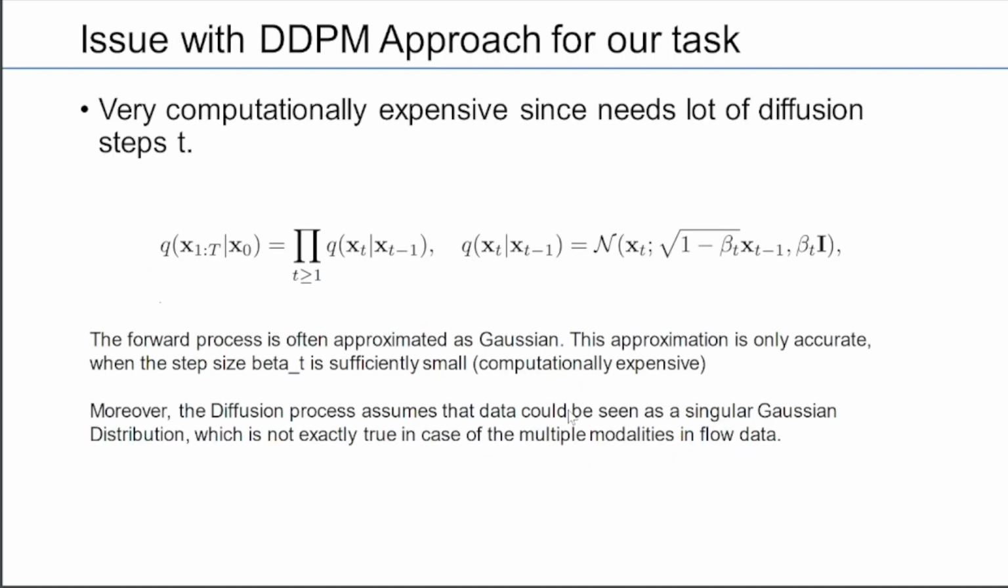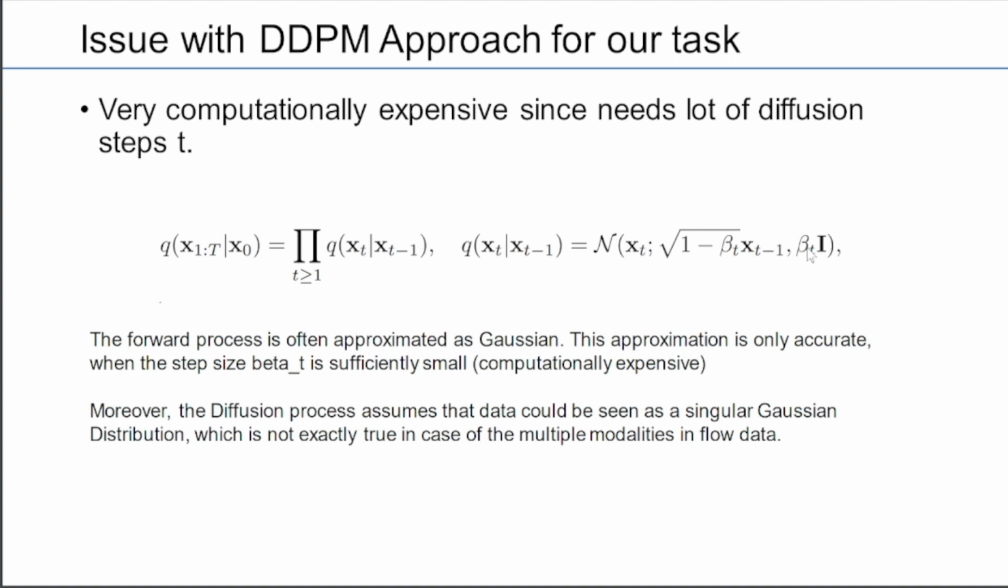So now, why can't we just directly use the diffusion models for our task? First and foremost, they are very computationally expensive, and they require a lot of timesteps, that is, a lot of iterations of noising and denoising for training and also for the generation. And this is mainly because the forward process is often approximated as cosine, and this approximation only holds when the number of timesteps is high, or the beta t, that is the amount of noise that we are adding, is very small. So that's why we need a lot of timesteps.